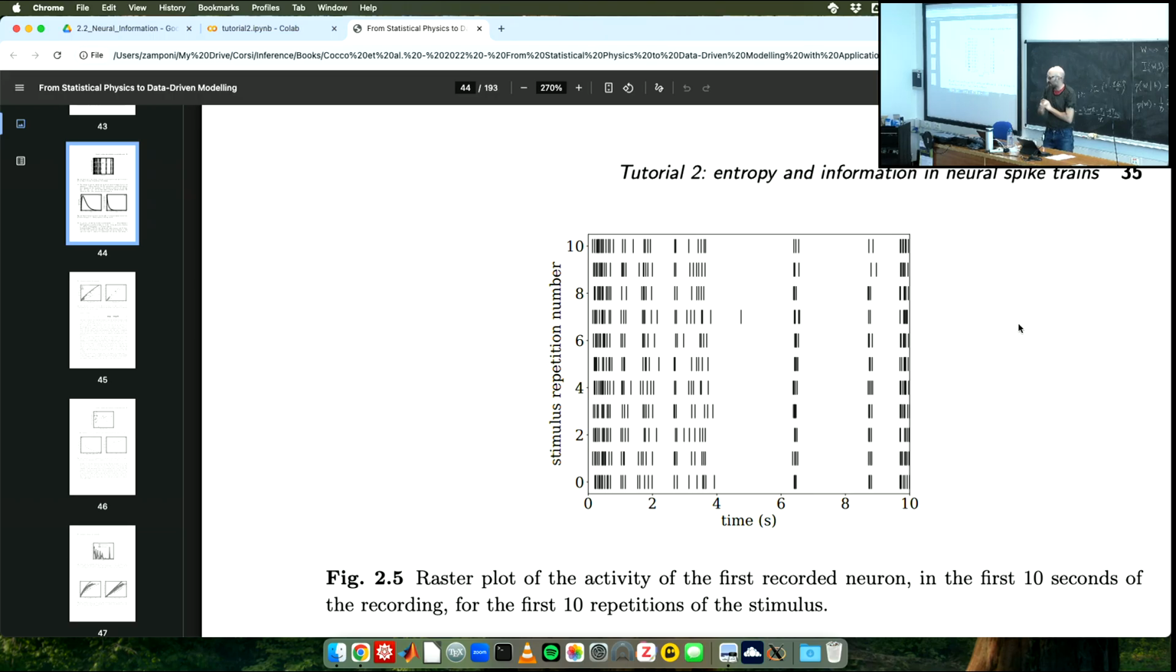What remains, they call it noise, could also be related to other processes that are not related to the response to the signal, but okay.